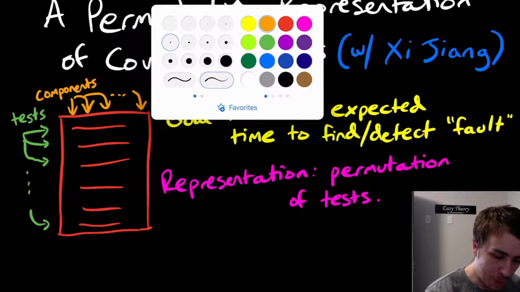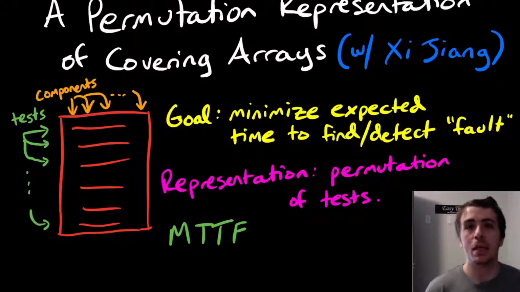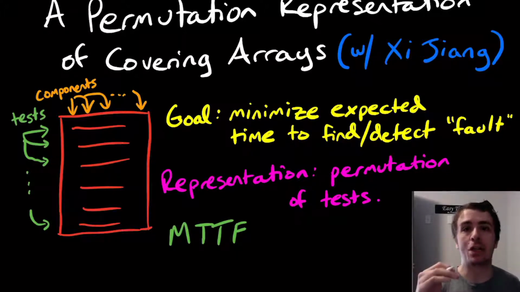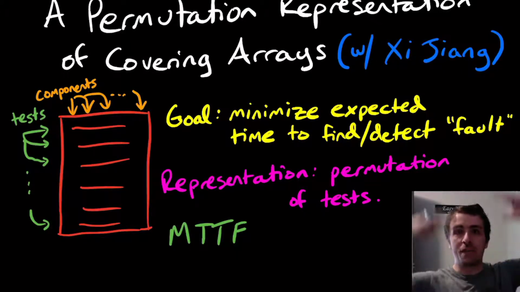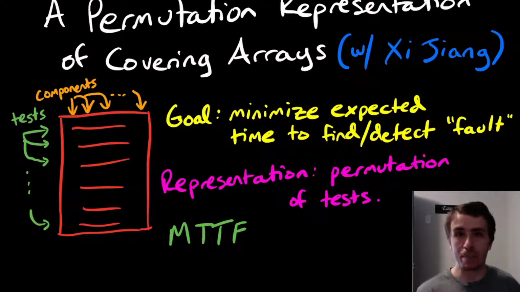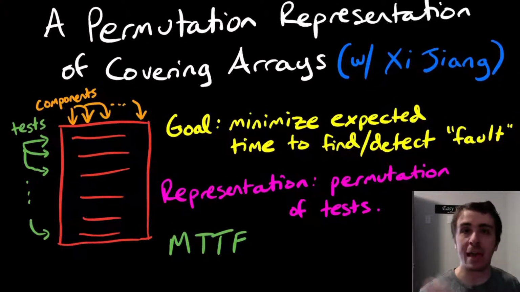So the problem that we're trying to solve here is something called mean time to failure. There are other terms for this. So the mean time here is the average placement of interactions here. So if we put a lot of interactions at the beginning, then that will lower the average, the mean time to failure. And so this is the problem that we were able to solve, and we were able to reduce the MTTF value of many covering arrays as a result.